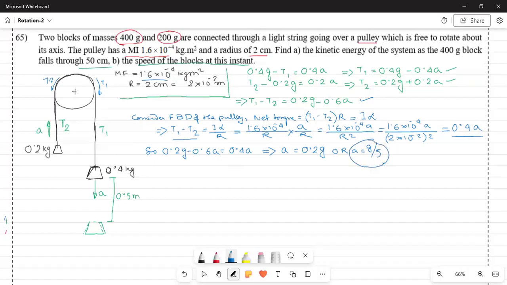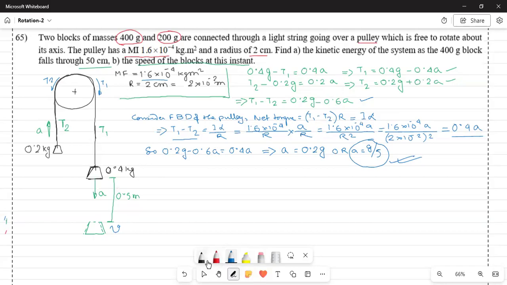So this is one answer that they wanted. No, sorry, they have not wanted this answer. We have found the acceleration. They wanted the velocity v here when it has already dropped by 0.5 meter. So from your very basic equation, you know how to find v square. You can use the formula v square equal to u square plus 2ah.